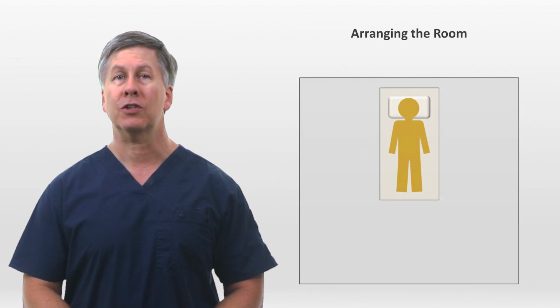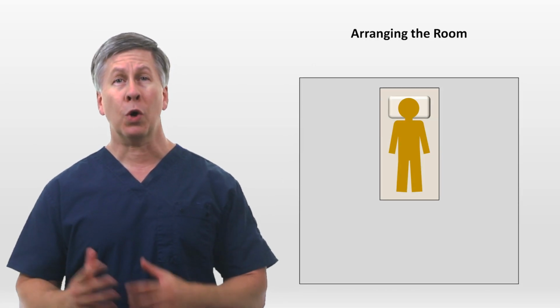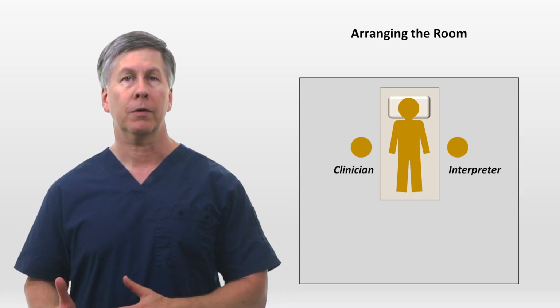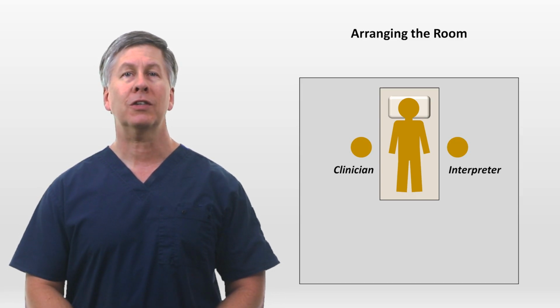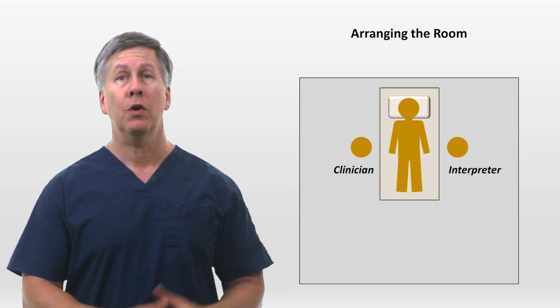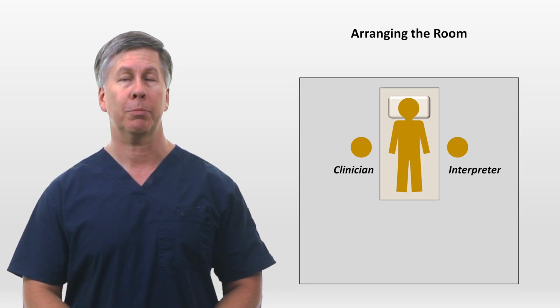Once an interpreter is chosen, before the conversation starts, you should briefly consider how to arrange the room. There's several options. The one which I think is the worst is to have the clinician on one side of the patient and the interpreter on the other. The patient will either be constantly looking back and forth or will only make eye contact with the interpreter, which is not ideal for establishing a trusted clinician-patient relationship.